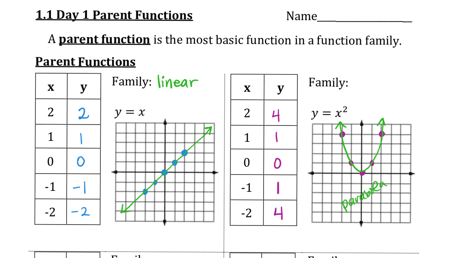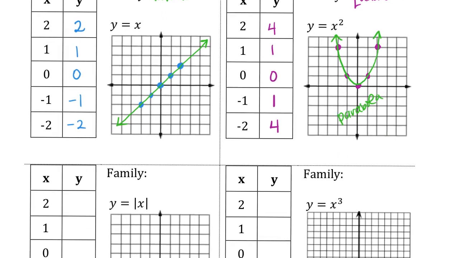Okay, if I look at the equation, the reason I knew it was a parabola is because they had an x squared. The degree of the x is 2. When the degree of x is 2, we call that quadratic. So this is a quadratic function because of the x squared. The shape of the graph is a parabola, but the family is quadratic. Okay, let's look at 2 other families.